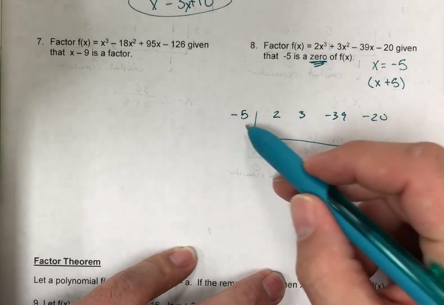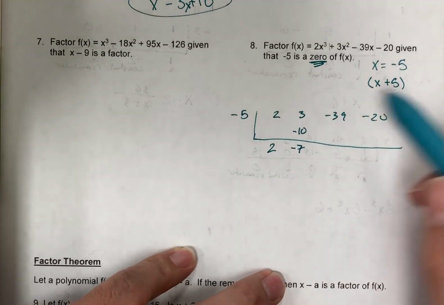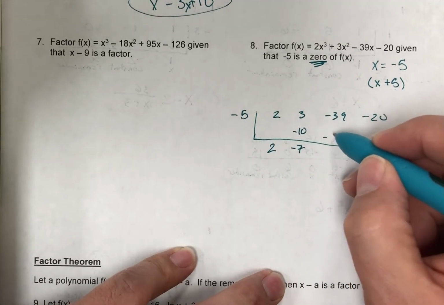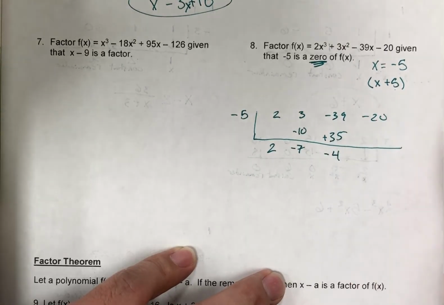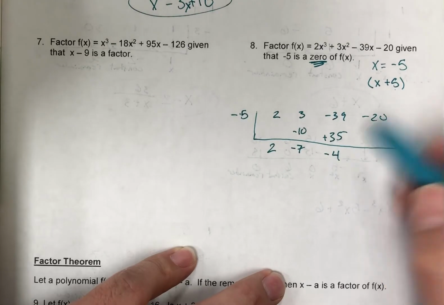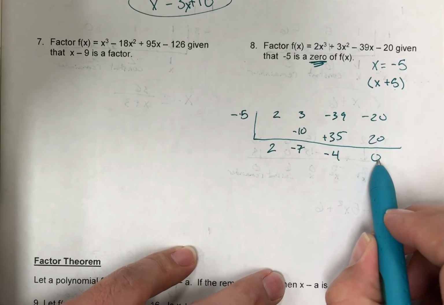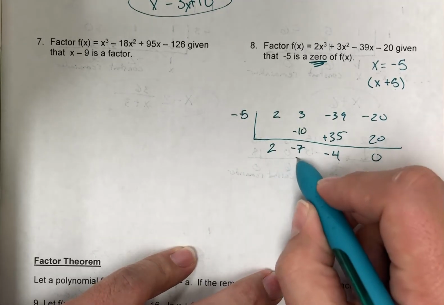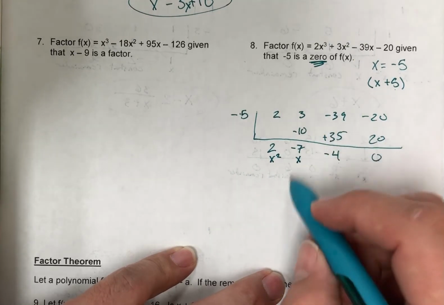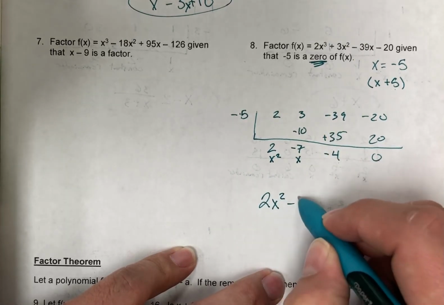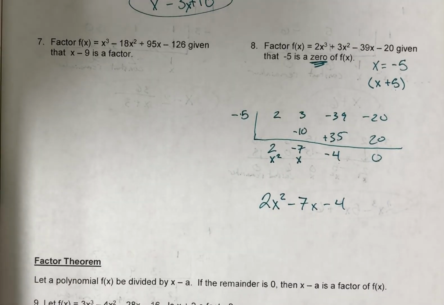Drop down the 2. -5 times 2 is -10. Combine to get -7. -5 times -7 is positive 35. Combine, that gives us -4. -5 times -4 is +20. Combined, that's 0. Remainder, constant, x term, x squared term. So for this, our factor becomes 2x squared minus 7x minus 4.